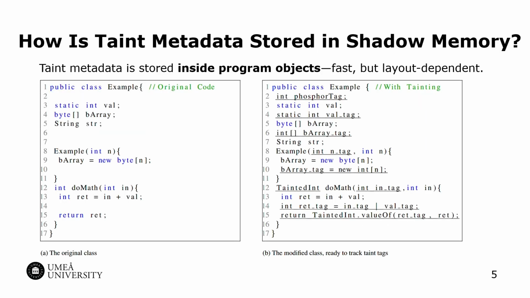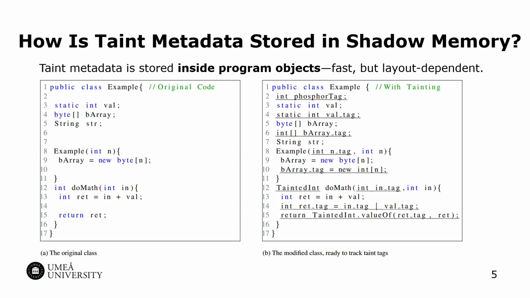So how is taint metadata actually stored? In many systems, including Phosphor, which we use in our attack, the taint tag is inserted directly inside the program object. This is known as the shadow memory approach. It's fast because it avoids separate data structures, but it comes with a cost. It assumes the layout of the object stays intact.